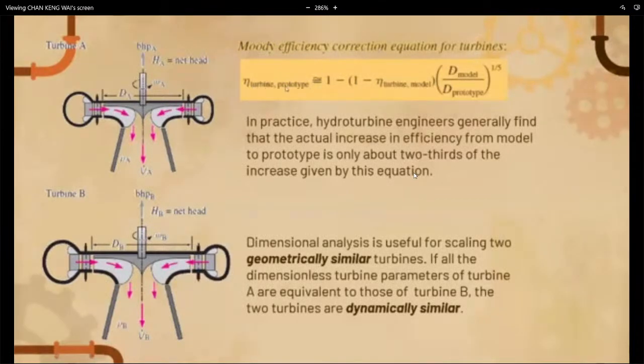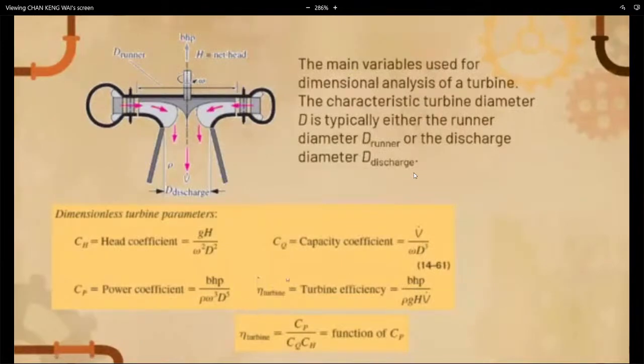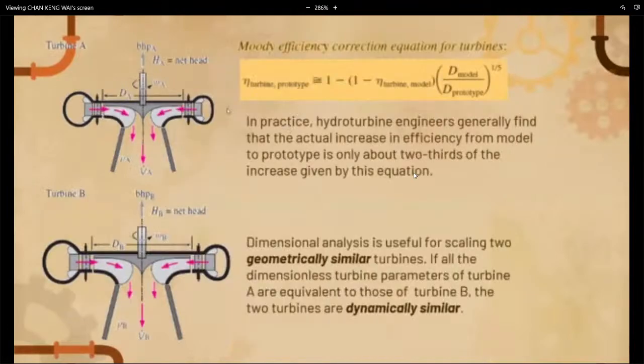So if, let's say, after you have done the calculations by using this equation to find out the efficiency, because the efficiency probably will be the same for the scale up or scale down, then you need to do a correction for it. You need to do a correction for the scale up or scale down turbine. So this is the equation that you are going to use.